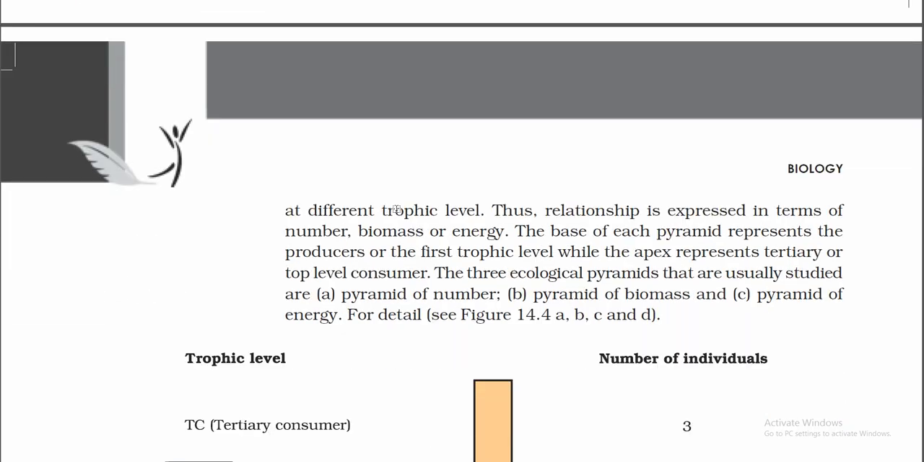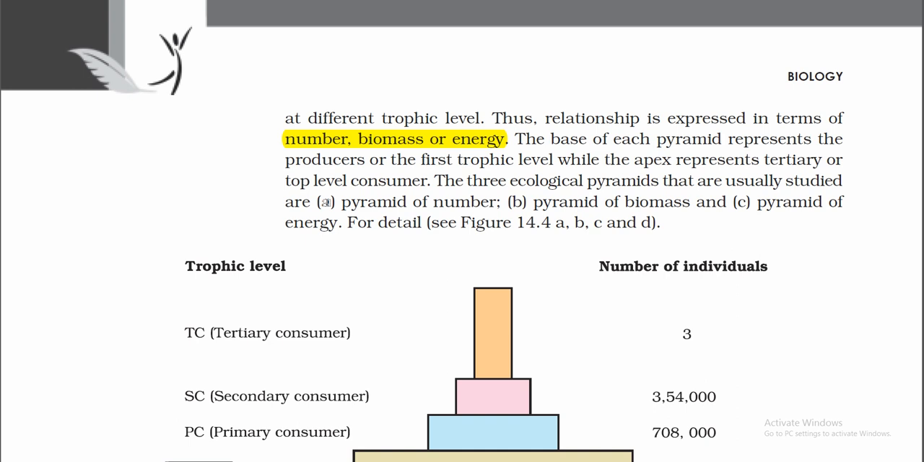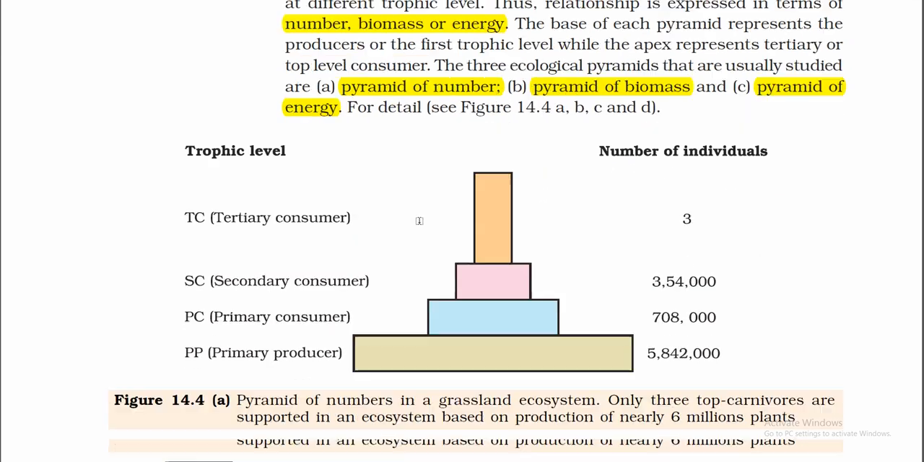At different trophic levels, this relationship is expressed in terms of number, biomass, or energy. Three things: number, biomass, or energy. The base of each pyramid represents the producers or the first trophic level, while the apex represents the tertiary or top level consumer. The three ecological pyramids that are usually studied are pyramid of number, pyramid of biomass, and pyramid of energy. For details, see figure 14 for A, B, C, and D.